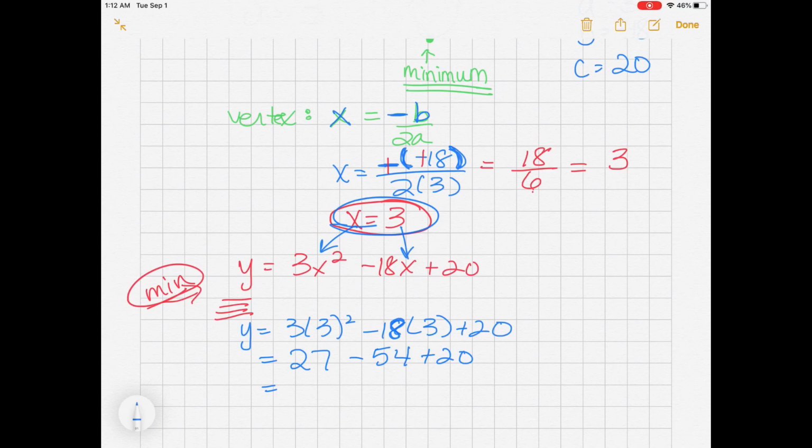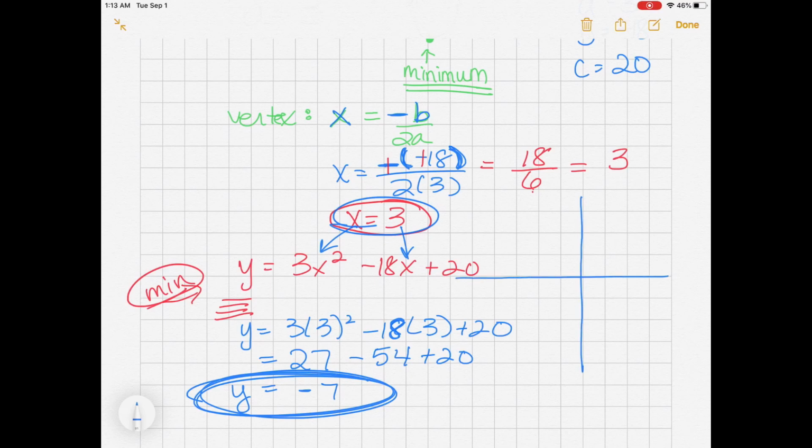And then we're going to do that math. 27 minus 54 plus 20 is negative 7. So we know the minimum value for that vertex is y equals negative 7. And if I wanted to graph it, I'd say x is 1, 2, 3, and y is 1, 2, 3, 4, 5, 6, 7. It's way down here. And then our graph would look something like this.